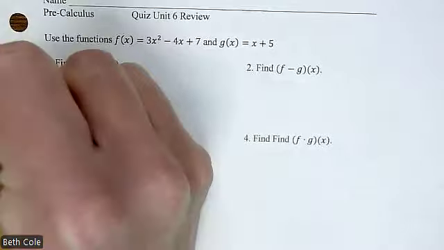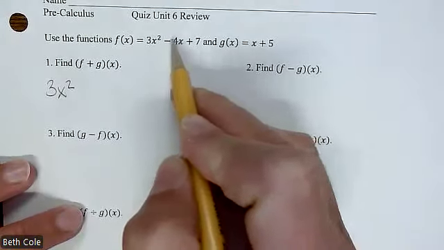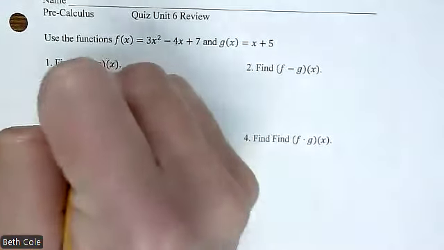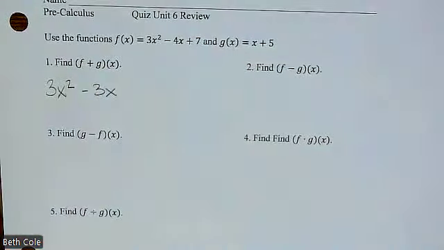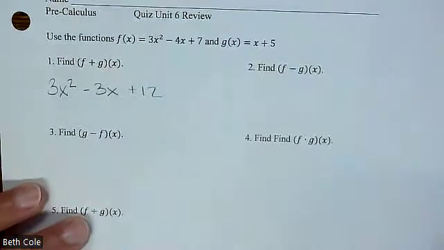3x squared doesn't have any like terms, so just 3x squared. You'll have minus 4x plus x, so minus 3x, is just literally adding things together. And then 7 plus 5 is 12.